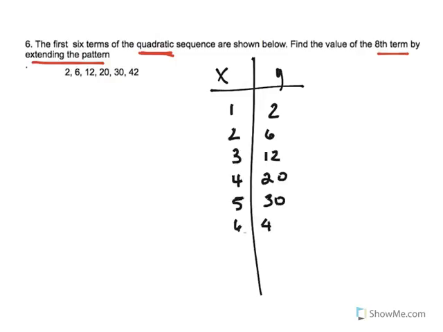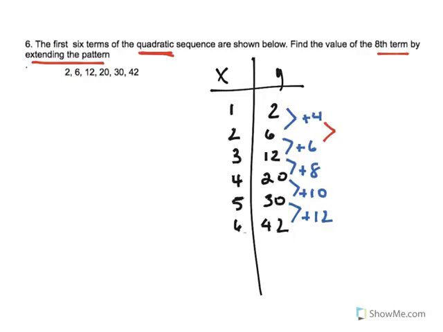Sixth term is 42. Now to get from 2 to 6, I know that this is quadratic, so I'm going to be adding or subtracting. To get from 2 to 6, I add 4. To get from 6 to 12, I add 6. To get from 12 to 20, I add 8. 20 to 30, I add 10. 30 to 42, I add 12. So I know that it's quadratic, so I need to find a second difference.